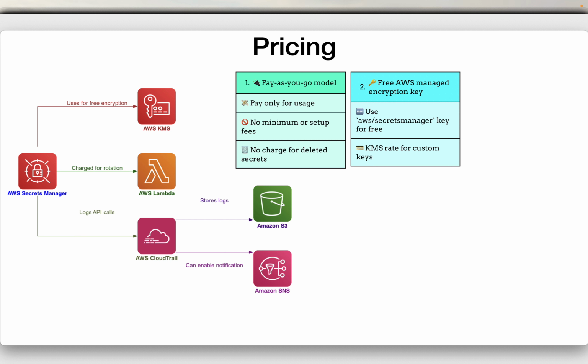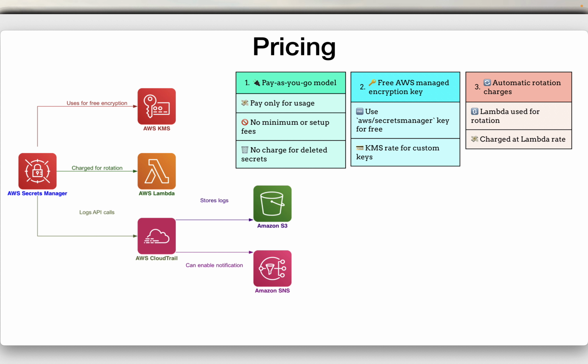But if you create your own KMS keys to encrypt your secrets, then you will be charged the AWS Key Management Service rates. When you enable automatic rotation, except for managed rotation, which I will talk about later, Secrets Manager uses an AWS Lambda function to rotate the secret, and you are charged for the rotation function at the current Lambda rates or Lambda price.